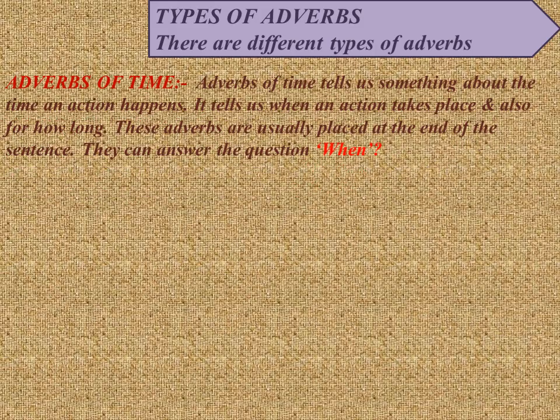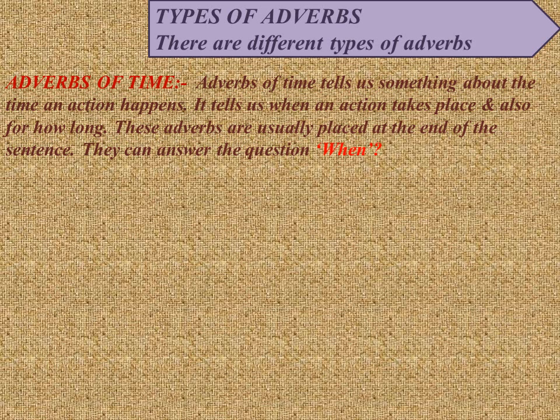The first type of adverb is adverb of time. Adverb of time tells us something about the time an action happens. It tells us when an action takes place and also for how long. These adverbs are usually placed at the end of the sentence. They can answer the question when.